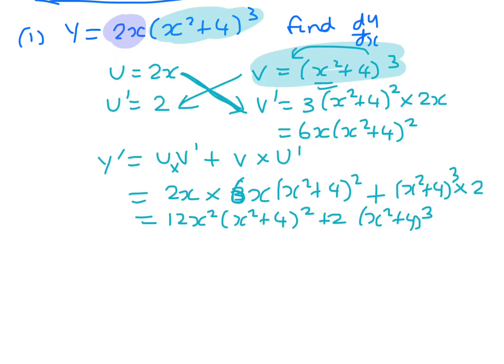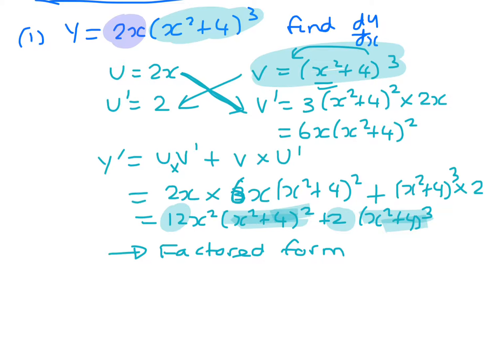Now you can leave it like that, that is dy on dx, and that has answered the question. But what we're going to do is practice putting it into factored form. So if we look at this, the first thing we've got to do is look for a common factor. We have the 12, there's a common factor of 2, and the (x squared plus 4) to the 2 is in both of them, because you've got (x squared plus 4) to the 2 and (x squared plus 4) to the 3.